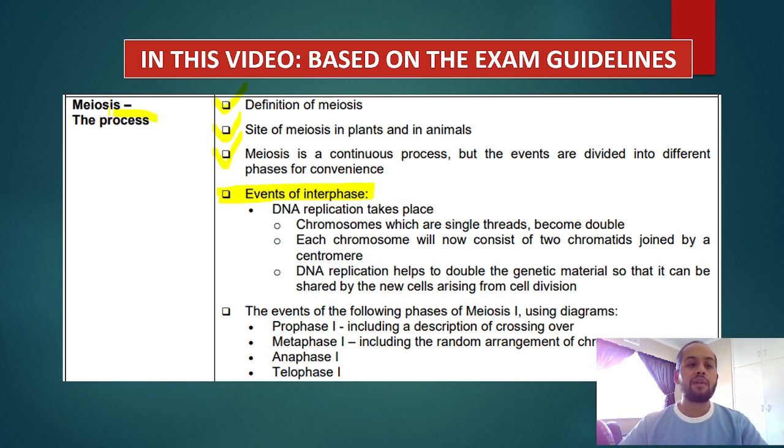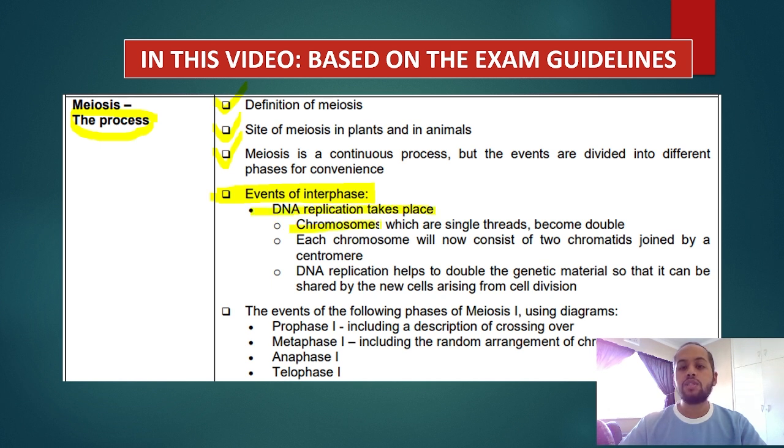Now, when we are describing the entire process of meiosis, we are going to divide it up into meiosis I as well as meiosis II. I'll repeat that. You have meiosis I and meiosis II. But before meiosis I, you are first going to have interphase taking place. So what actually happens in interphase? Firstly, DNA replication takes place.